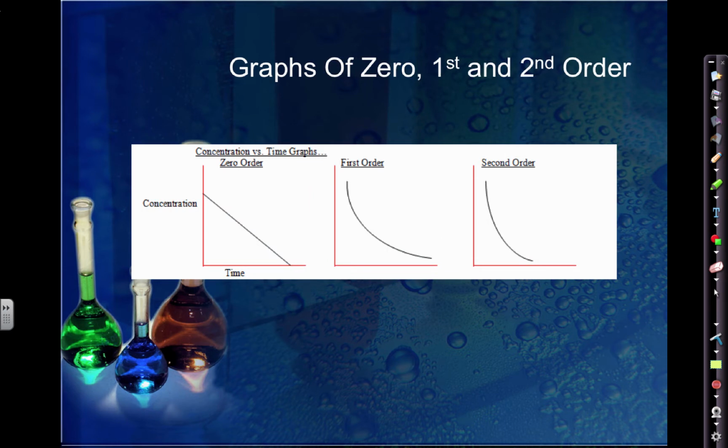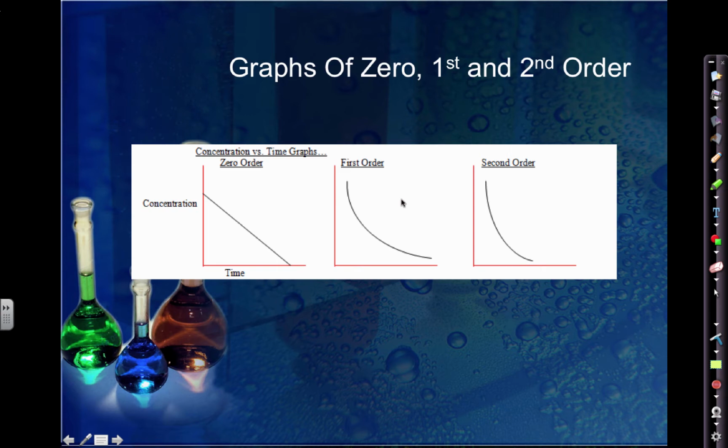So 0, first, and second order look very different when you graph them. So if I graph just the concentration versus time, I should see in every single reaction that the concentration decreases with the reactant. But in a 0 order reaction, I have the straight linear line going down. In a first order reaction, I'm going to see the line going down, but it's curved. And then a second order reaction looks very similar to the first order, except when I graph the concentration versus time, it's going to be a much steeper curve.